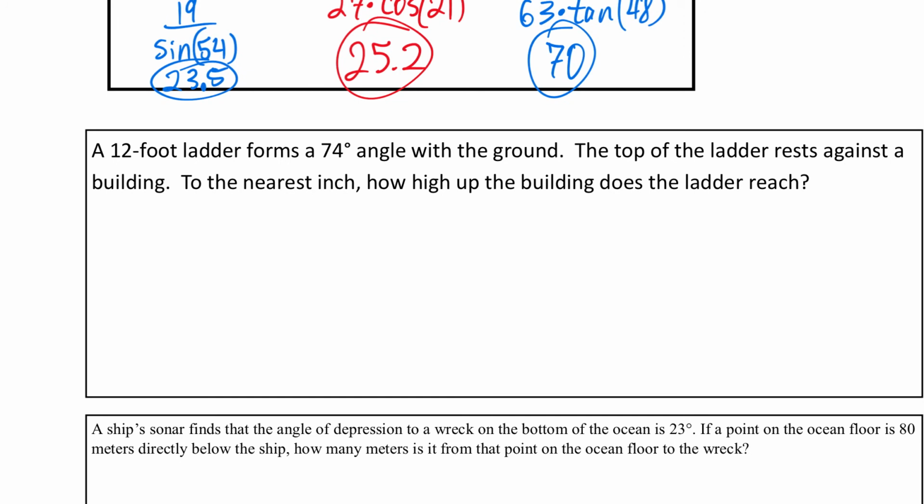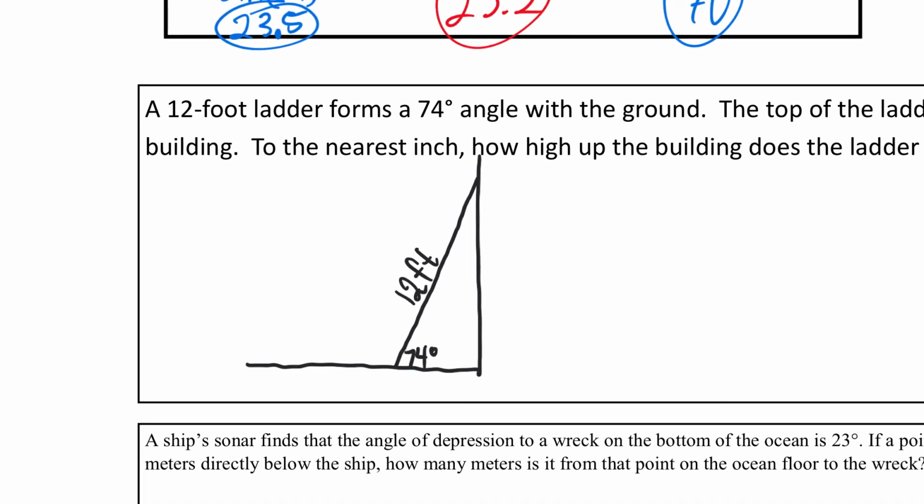So this first one, all right, we've got a ladder leaning up against a building, so I'm going to draw the ground here, I'm going to draw the building, and I'm going to draw this ladder leaning up against there. It says that the ladder is 12 feet long, and that the ladder makes a 74-degree angle with the ground. And what it's asking for is how high up the building does it reach. So it's asking for that distance right there.